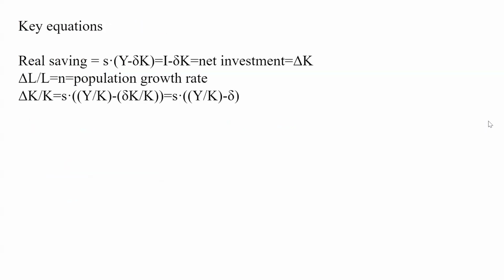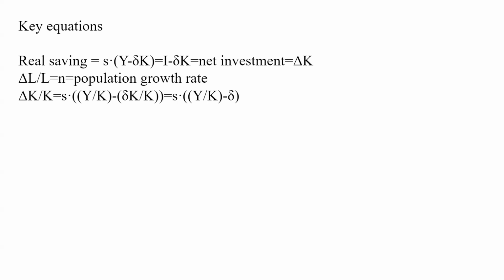So there are a few pretty important equations here to understand, or concepts really, which is that real savings is equal to real investment is equal to the change in the total capital stock of an economy. So net investment can be thought of here as the total level of investment in an economy minus the depreciation rate delta times the total level of capital stock in the economy.